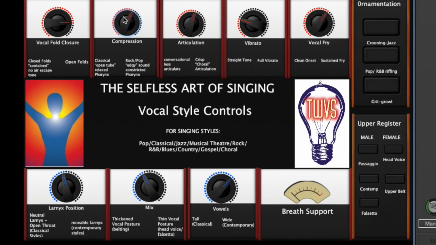How about compression? Compression is that sound, it almost sounds like... I won't even say what that sounds like. But what compression is technically is right above the larynx. The hole in the back above the larynx is called the pharynx. When you sing with compression, you're narrowing the tube above the larynx, which creates a secondary pressure buildup, which creates a little edginess to the sound. Classical singers don't have compression as much. Contemporary singers do. So his voice is high on the compression scale, and we're going to move that up pretty high.